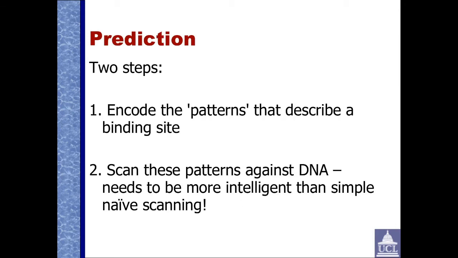So we need to take a more complex approach to prediction. First of all, we need some way of encoding the patterns that describe the binding site in a more informative way than just looking at, for example, GATA. And then we need some method to scan these patterns against the DNA, and it needs to be more intelligent than just simple naive scanning of the form that I've just described.